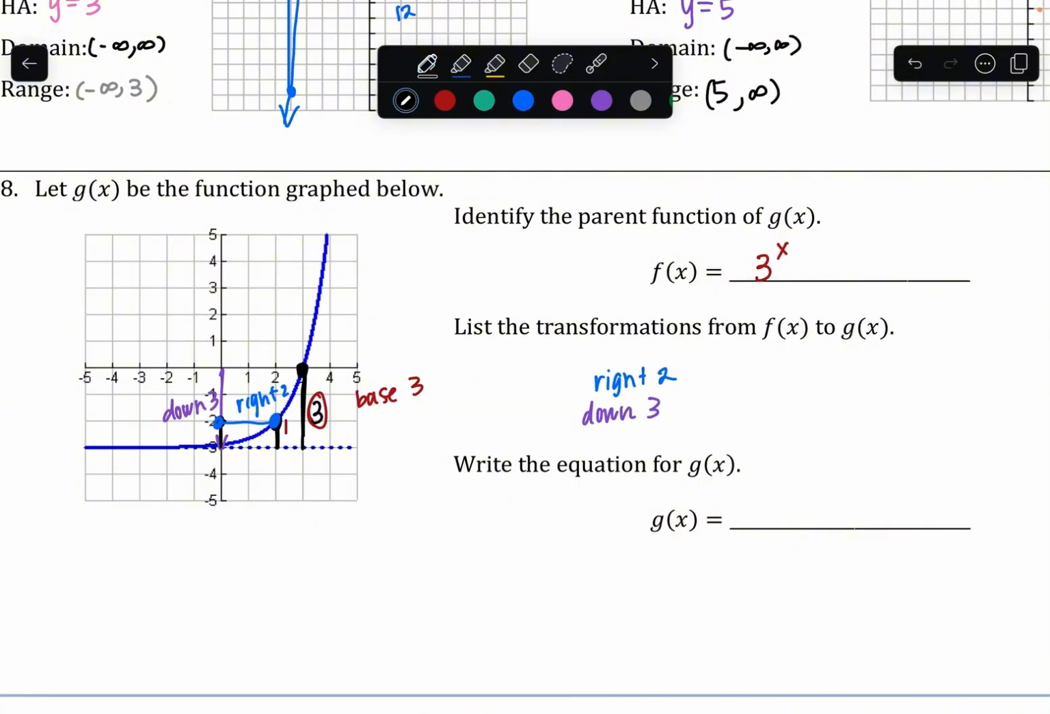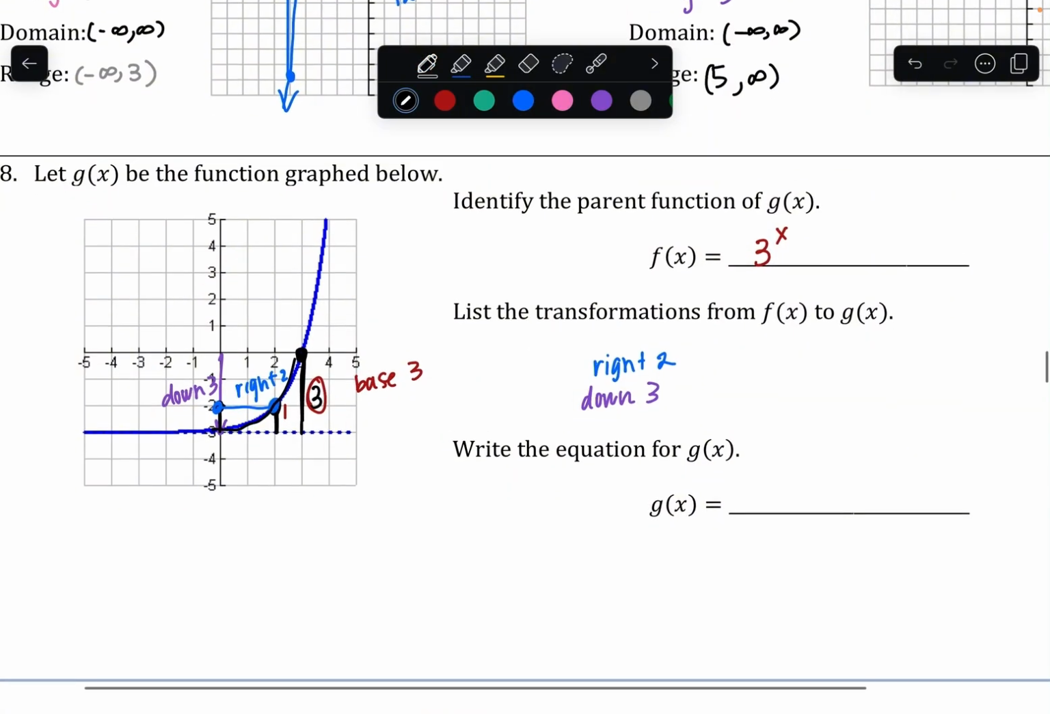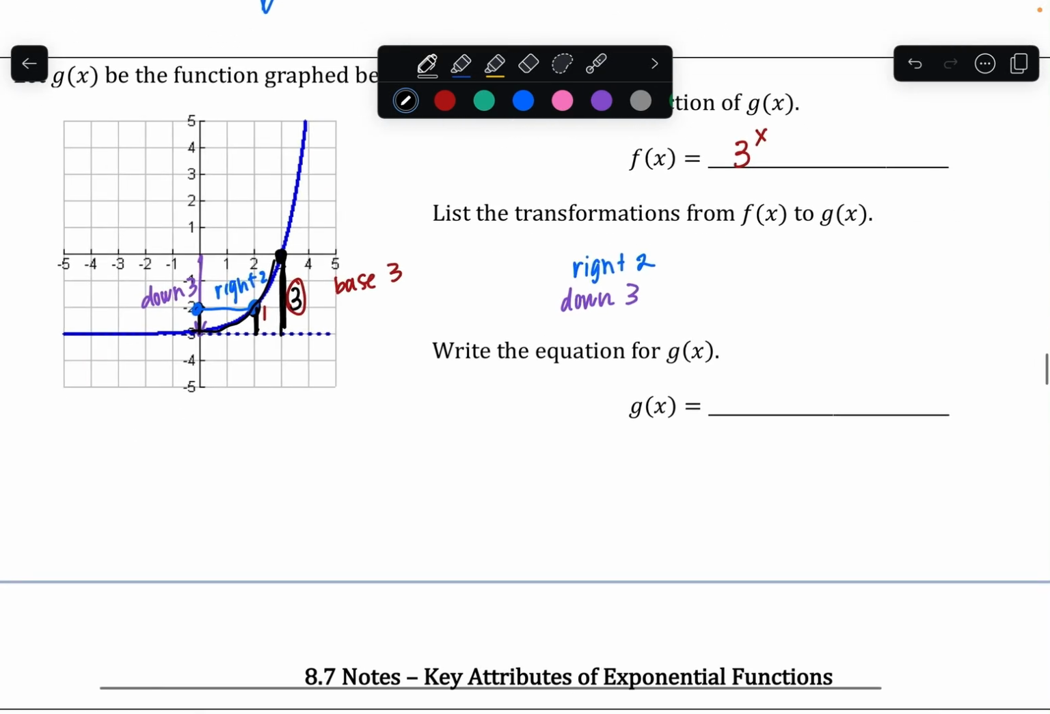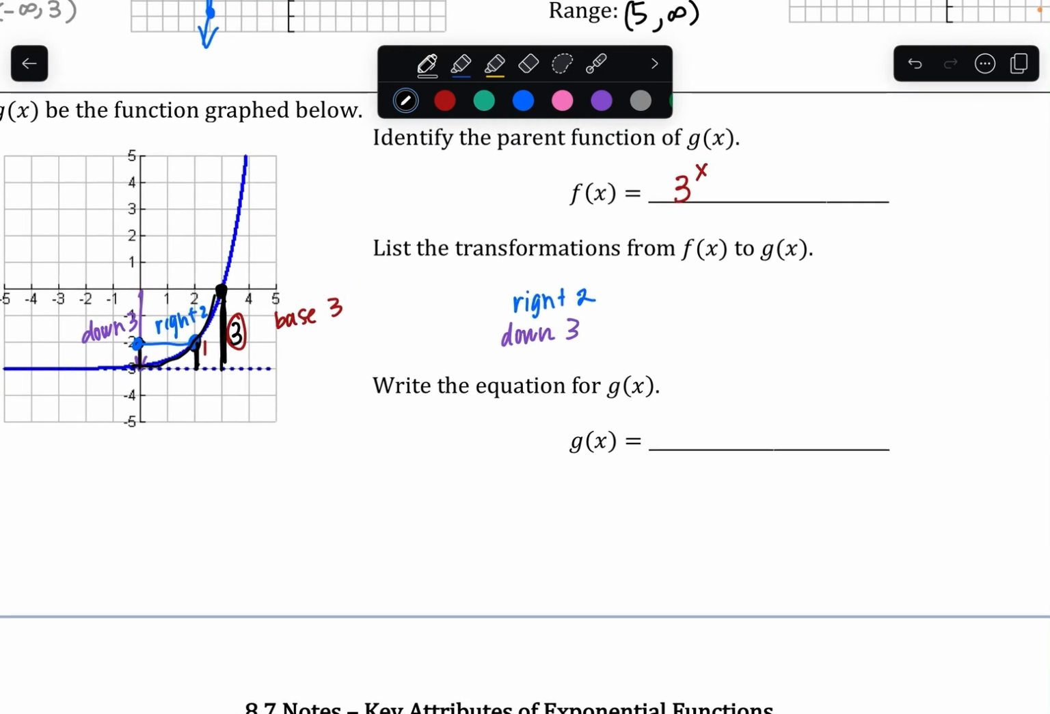And then it's still growing and it's still above the asymptote, so there's no reflections. We have that 1 away, 3 away, so no stretches or compressions, so only right 2 and down 3. So we're going to take that 3 to the x, and to move it right 2, we're going to put a -2 in the exponent. And then we're going to put a -3 outside the exponent.